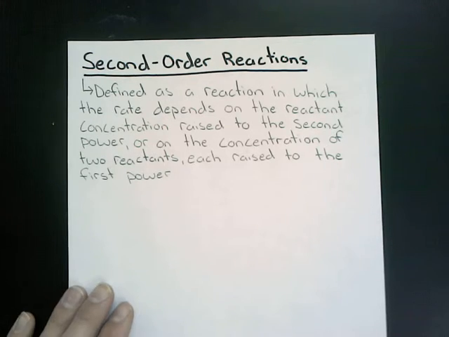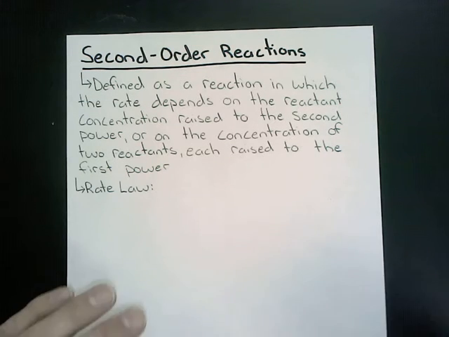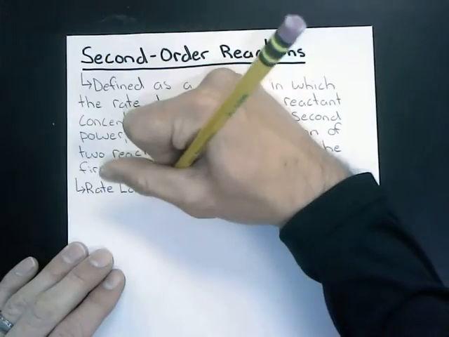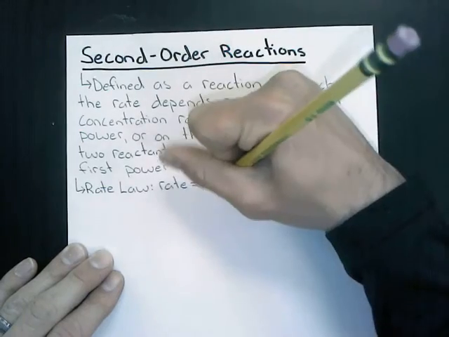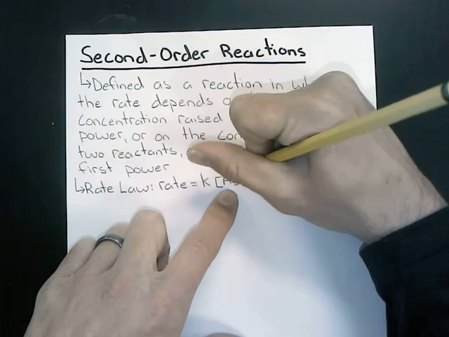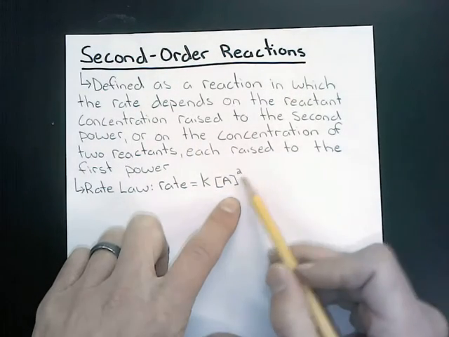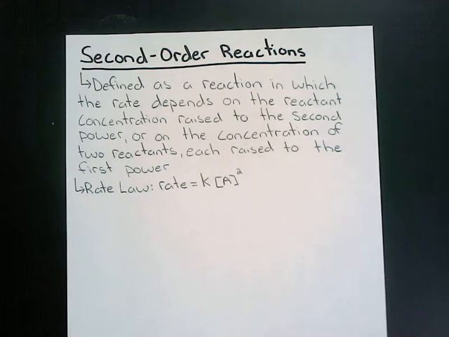So again, we have this fancy definition, but we can also associate a rate law for this particular order of reaction. So the rate law for a second order reaction, we're going to keep it generic here. So we're going to say the rate is equal to k, the rate law constant, times the concentration of your reactant raised to the second power. So remember, we can add multiple reactants together to get to that point, but we're going to keep it in that simplicity form.